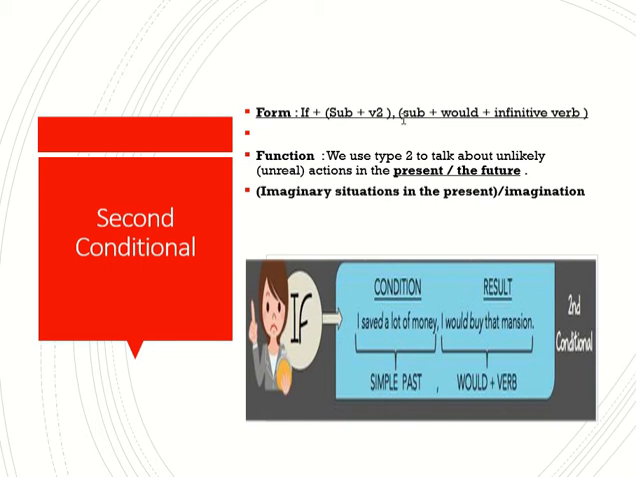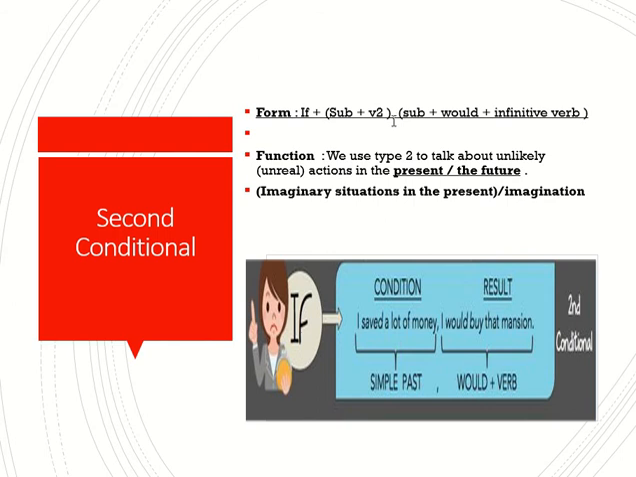We have simple past in the first part, and in the second part we have would plus verb 1. And we mentioned before that we can exchange between these clauses. We can put if in the middle of the sentence, not just at the beginning of the sentence. The most important thing is that when you put if in the middle, you have to omit or delete the comma.